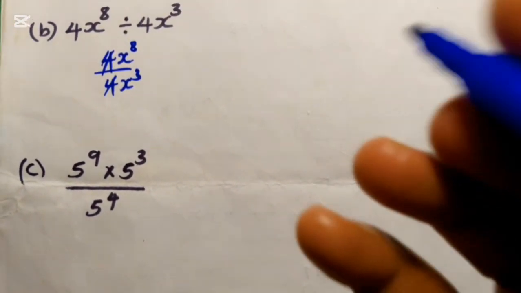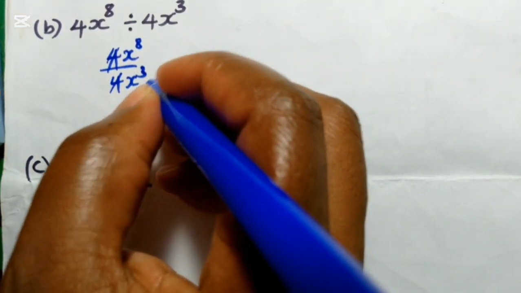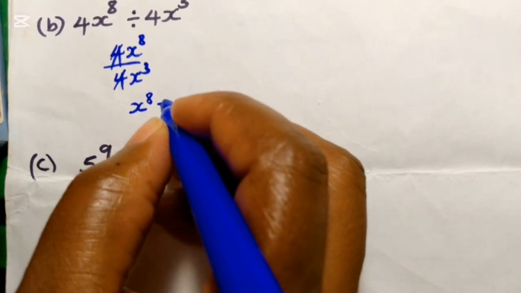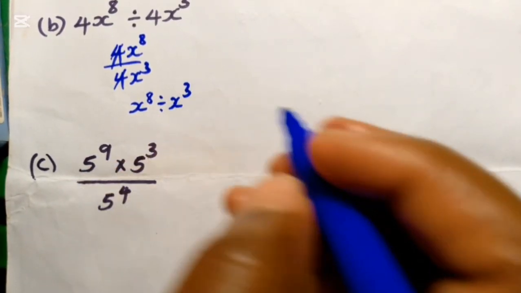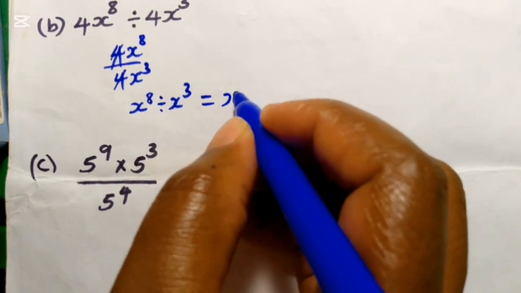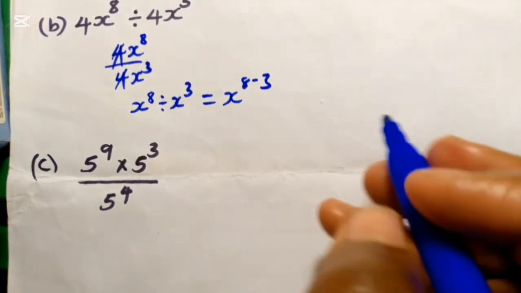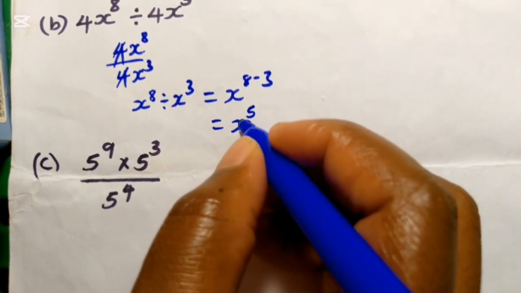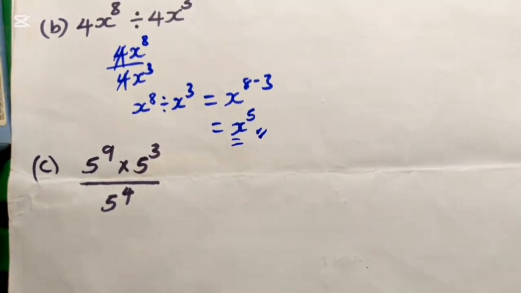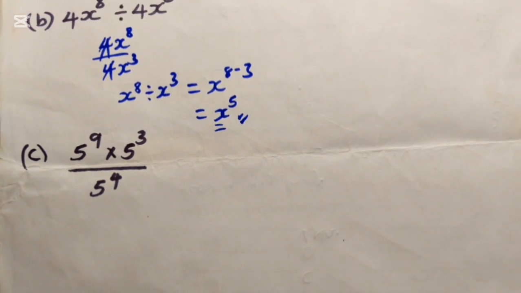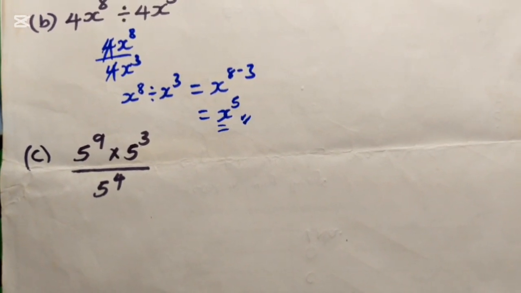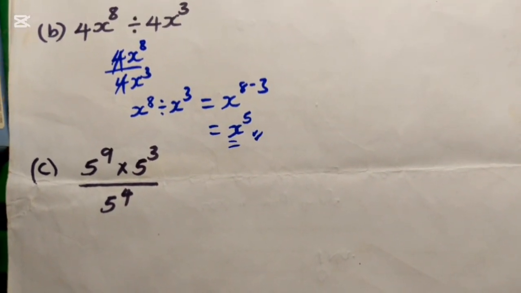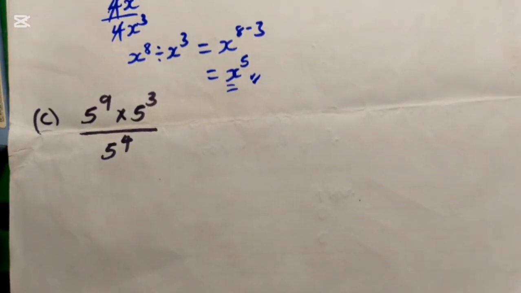And you can see this is the same as x power 8 divided by x power 3, which is the same as x power 8 minus 3. And this is the same as x power 5. Just that. Then from there, we have another one here with us, as you can see.